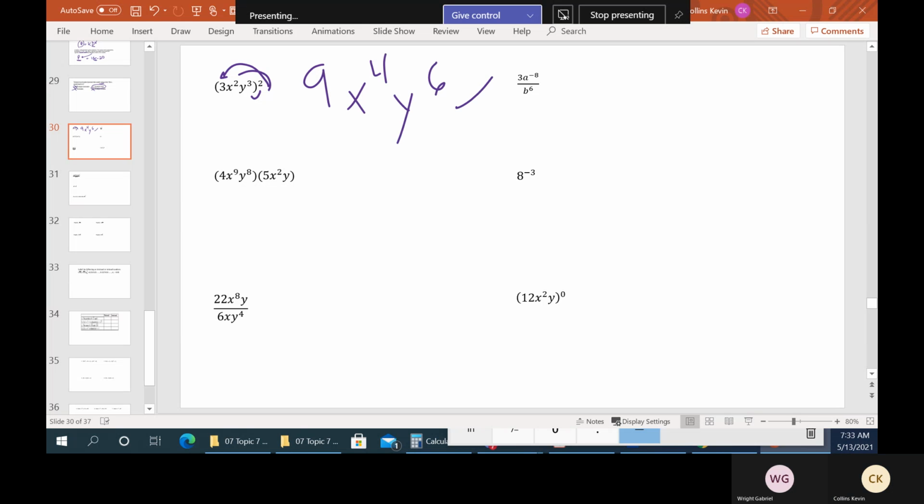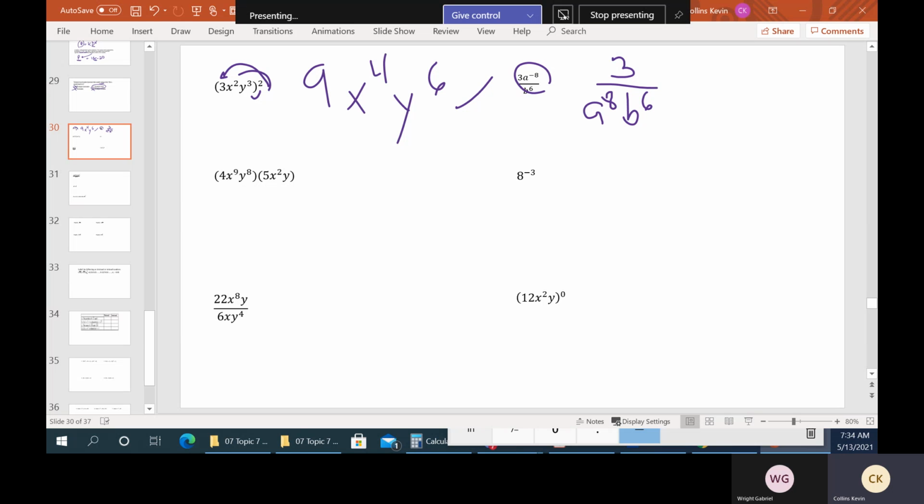So that's your answer. With these kinds of problems, they usually want positive exponents unless they say different. For this next one, the 3 is going to stay on top, and the b to the 6 is still going to be in the bottom. To move this one to the bottom, all you have to do is switch the sign on the exponent, so this becomes a to the positive 8. That's all there is to that one.